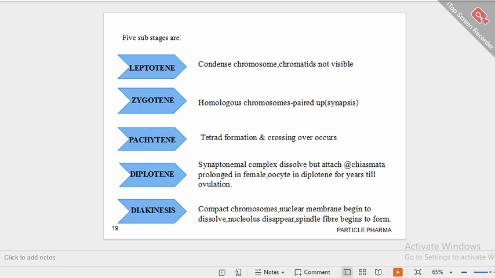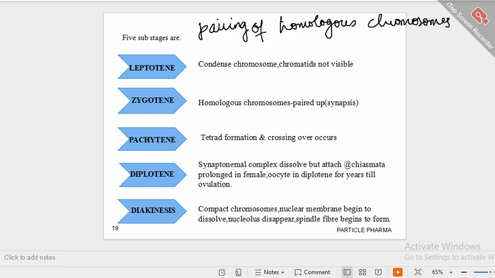In prophase, we can see there will be a pairing of homologous chromosomes. Pairing of homologous chromosomes can be seen in this stage. How will it happen? That we can see in five different substages: leptotene, zygotene, pachytene, diplotene and diakinesis.